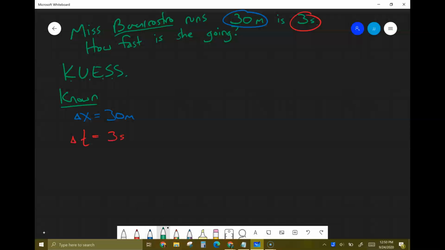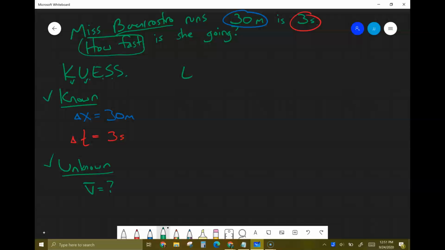What is my unknown? What am I looking for? All right, and this says how fast. So my unknown is how fast means velocity. What is the actual velocity? I'm going to say it's an average velocity because, well, I don't know if she's speeding up or slowing down or fluctuating at all. So I'm going to go average velocity. Okay, I have the K, I have the U. If I'm grading this problem, you have a point for the knowns and you have a point for the unknowns.